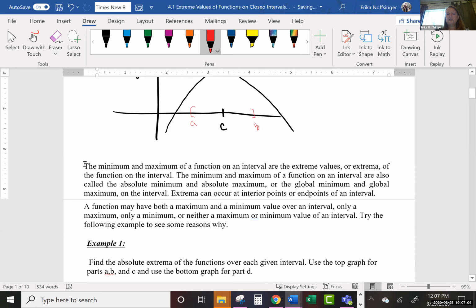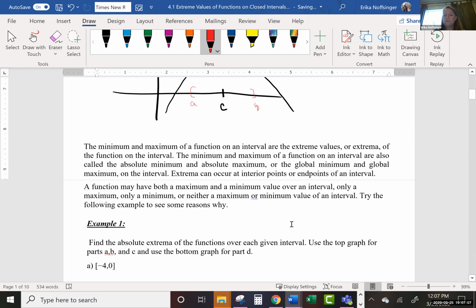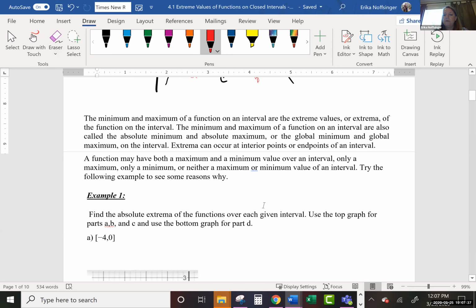Okay. So the minimum and maximum of a function on an interval are extreme values or extrema of the function on the interval. The minimum and maximum of a function on the interval are also called absolute minimum and absolute maximum, or the global minimum and global maximum on the interval. Extrema can occur at interior points or endpoints on the interval. So we were looking at that yesterday. We were looking at when is our derivative equal to 0, and those were our critical points. And we were also looking at what was happening at our endpoints.